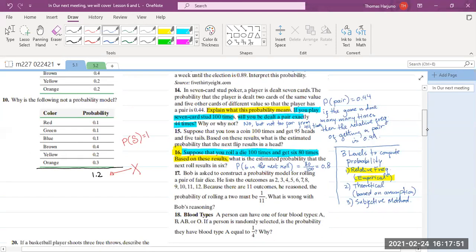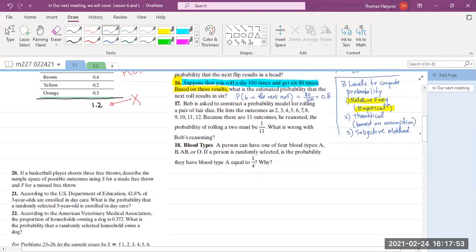Now, number 18. A person can have one of four blood types: A, B, AB, or O. If a person is randomly selected, is the probability they have blood type A equal to 1/4? Now, this requires some extra knowledge, and the answer is no.